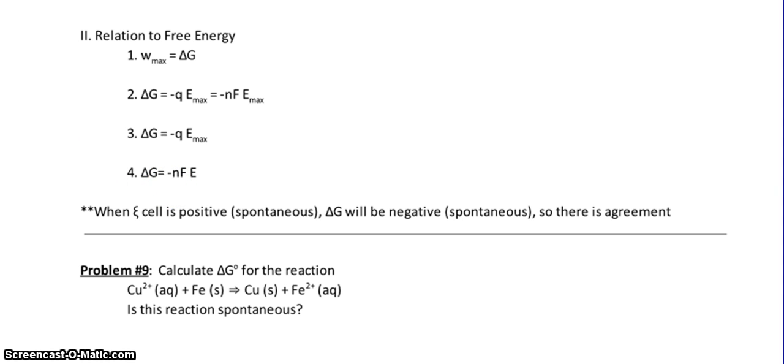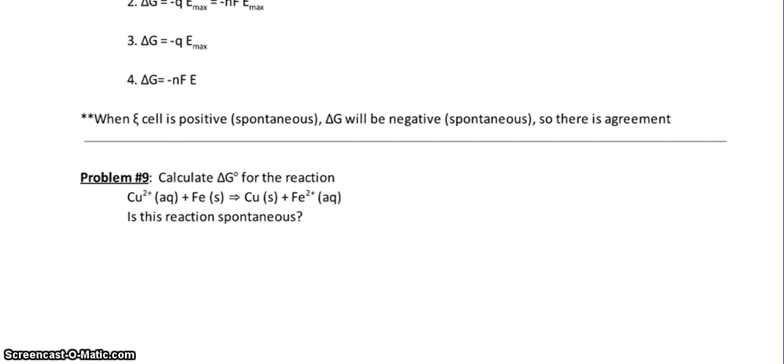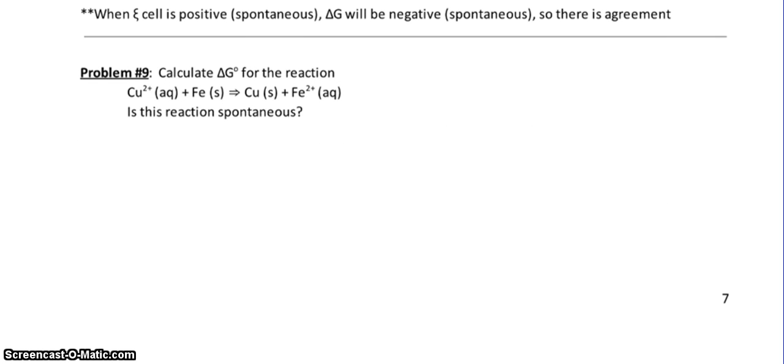So let's go ahead and do problem number 9. Problem number 9 is: calculate the delta G naught at standard conditions for the following reaction. Is this reaction spontaneous? So what do we have to do here? I don't have all that information about delta G. I don't know if I can actually calculate the products minus the reactants.